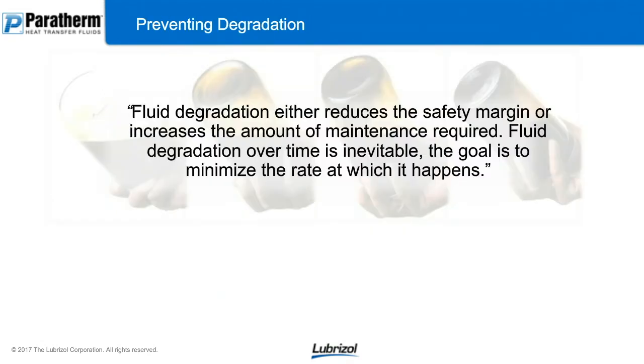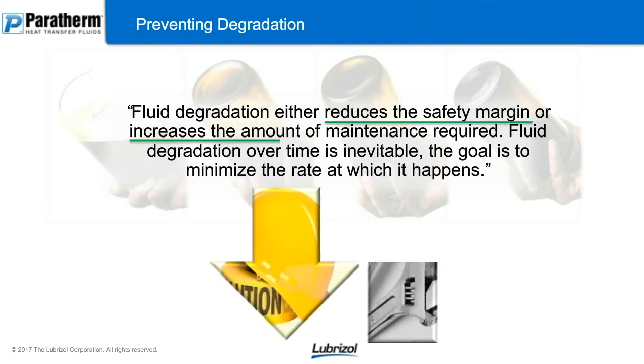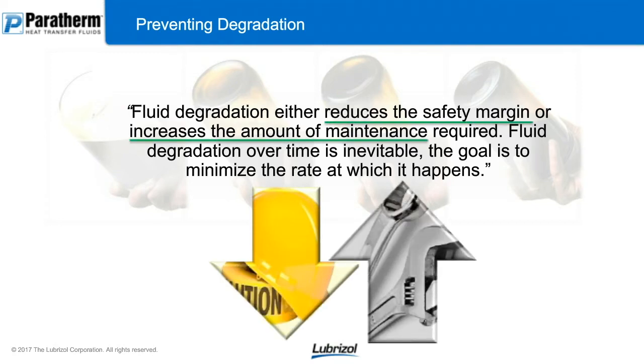So how do we prevent degradation that causes those blocked lines? We need to make sure that we understand fluid degradation is going to happen. And when it happens, your safety margin is going to go down, and the maintenance that you have to do is going to go up. So over time, degradation is inevitable. We just want to minimize the rate at which it happens.